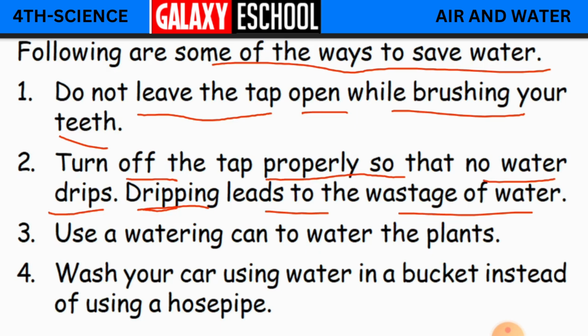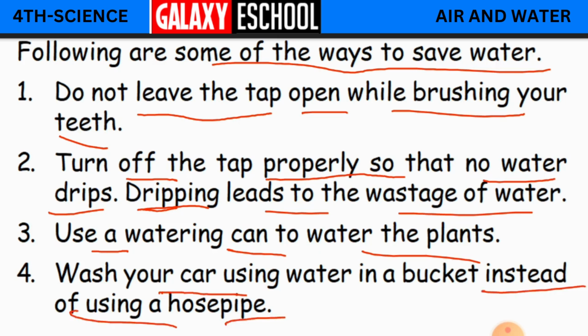Clear, children? And now, use a water can to water the plants. Water can, you know, children? You'll have some small holes on the mouth of the water can. So if you use such a can to pour water to the plants, much water is not going to be wasted. So this is also one good method.